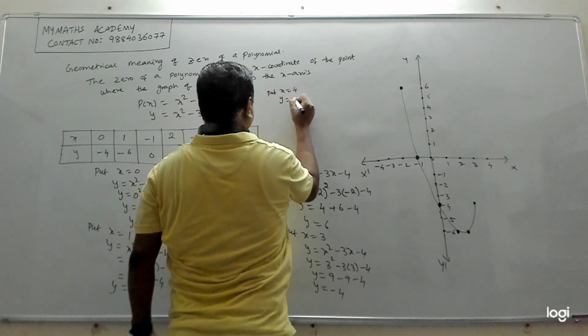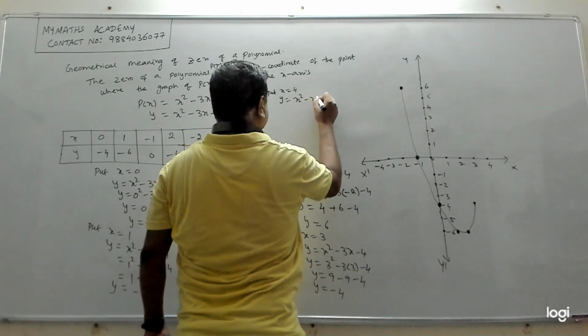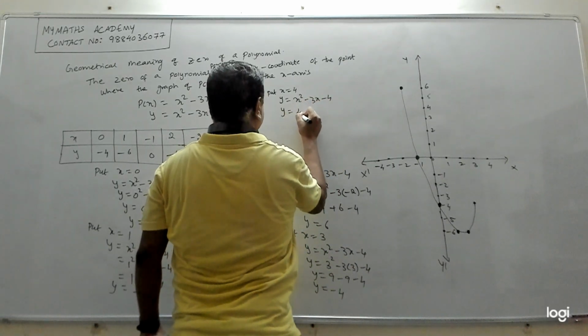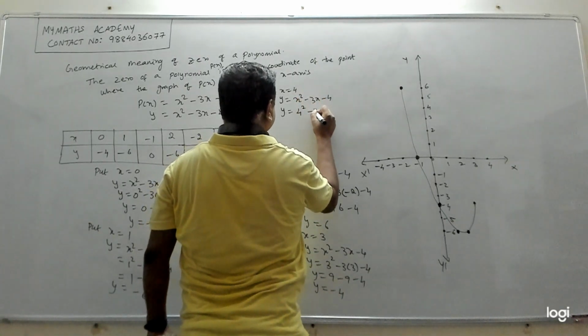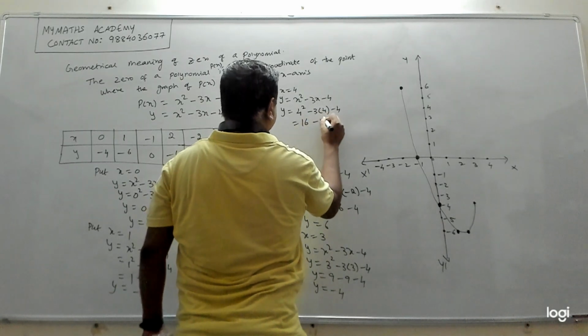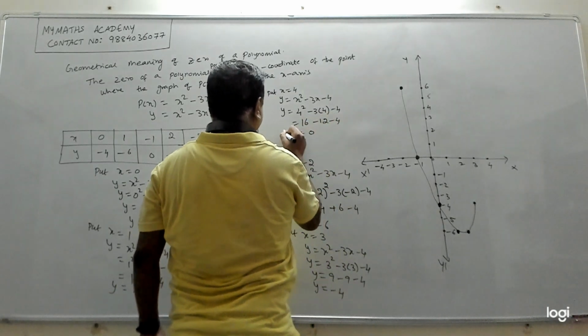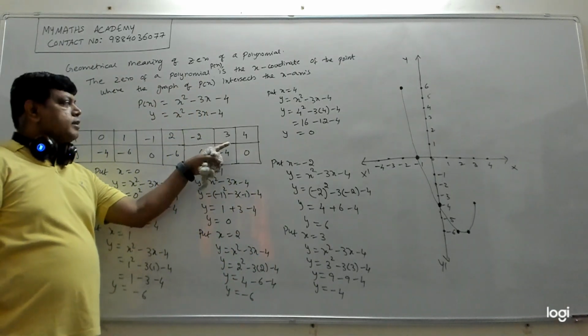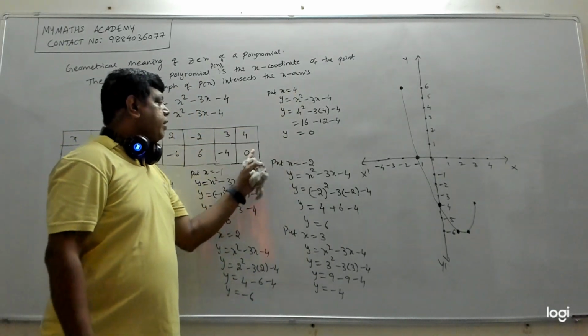My y is what? x square minus 3x minus 4. Now my y is equal to, sorry, 4 square minus 3 into 4 minus 4. So 4 square is 16 minus 12 minus 4. I get 0. So when my x is 4, my y is 0. When I substitute x as 4, I am getting y as 0.